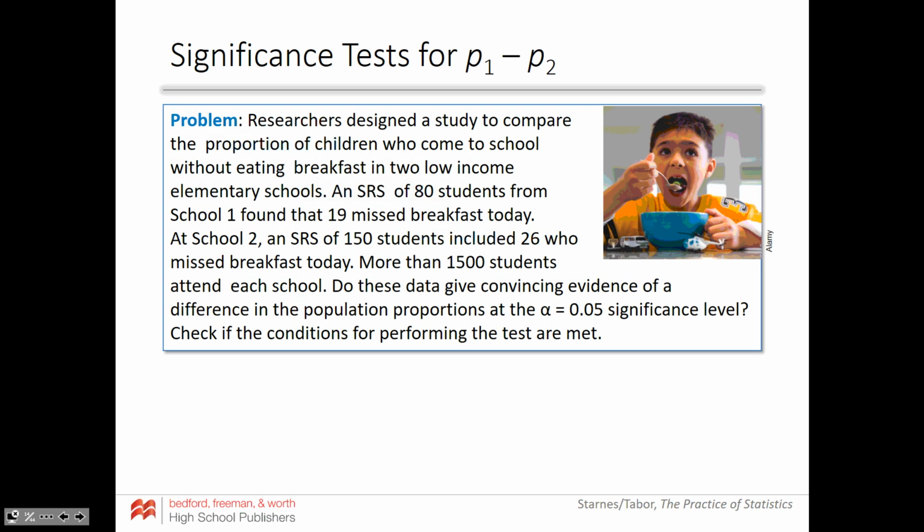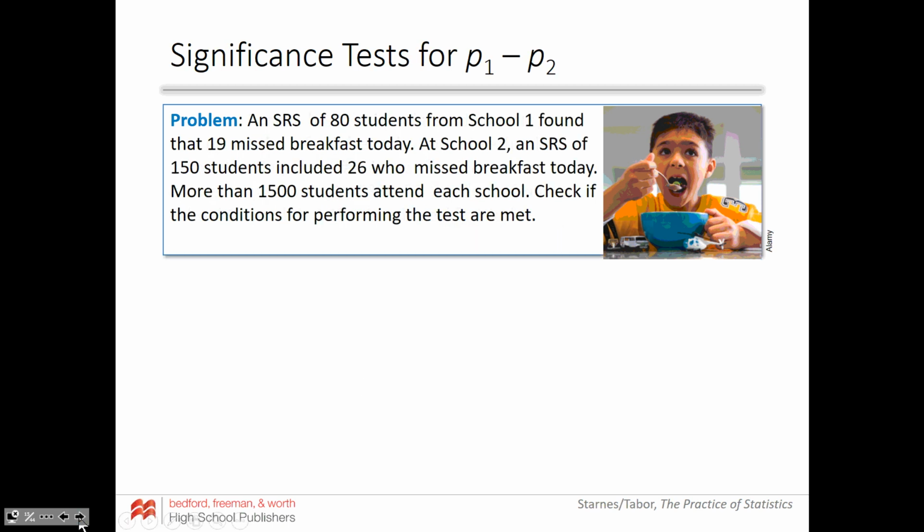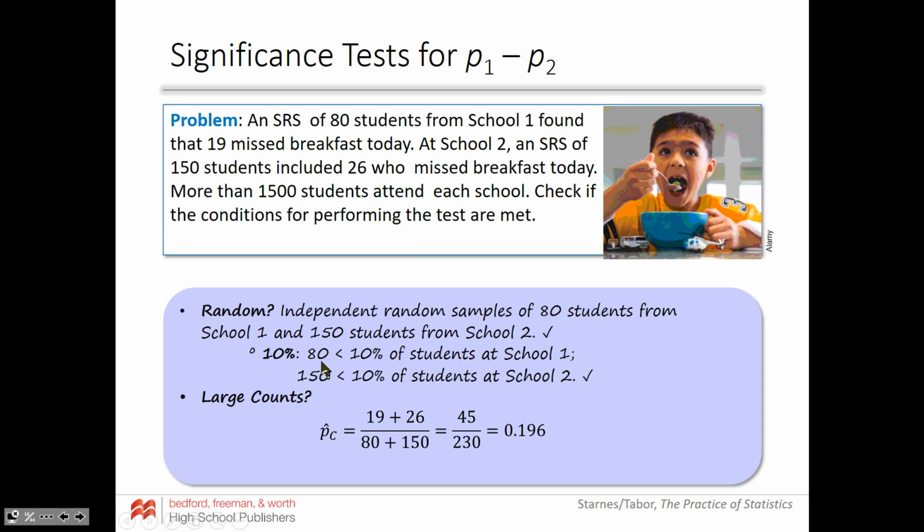All right, let's look at an example. Researchers designed a study to compare the proportion of children who come to school without eating breakfast. Same example we just looked at, right? We want to check if the conditions for performing the test are met. We already talked through some of these, but they are independent because they came from two different schools. They did specify that both of them were SRSs, and because they were independent SRSs, we do have to check the 10% condition.